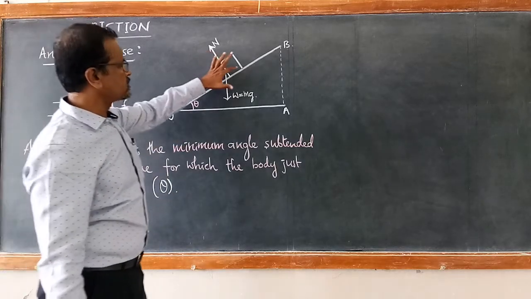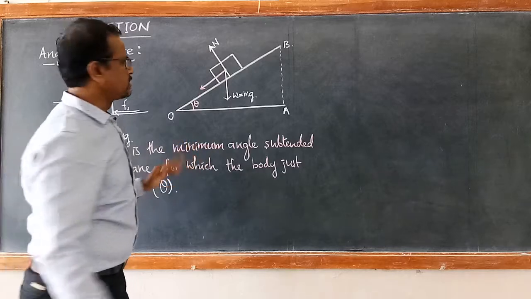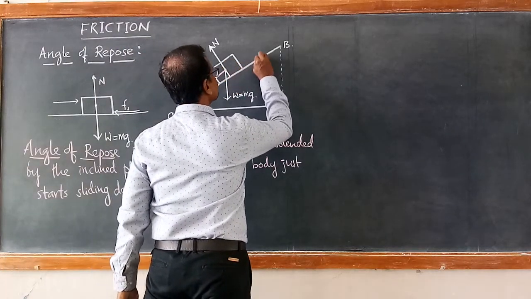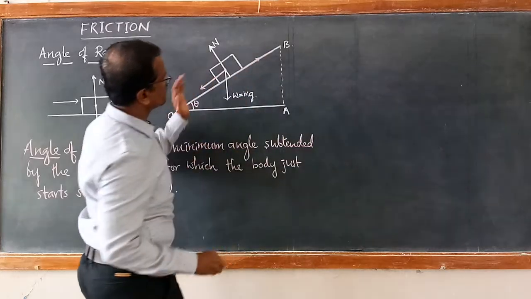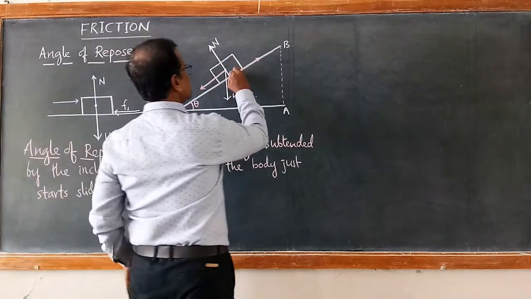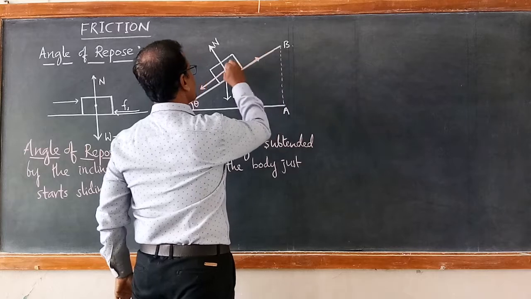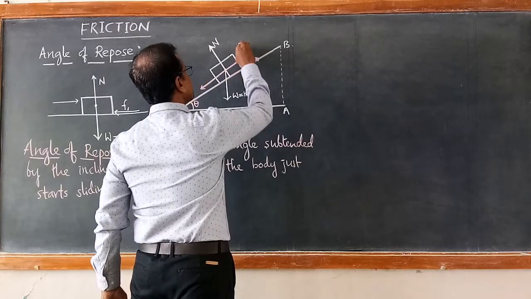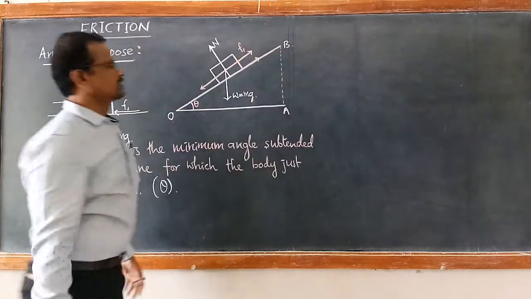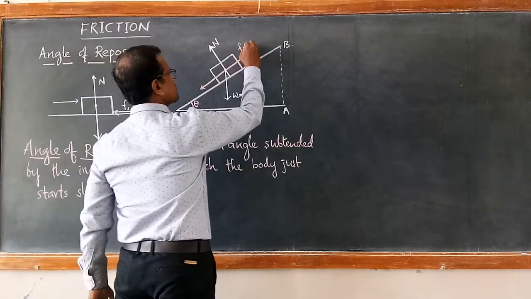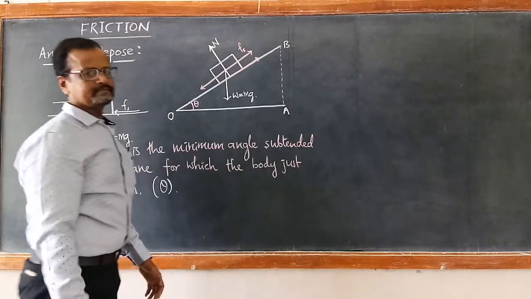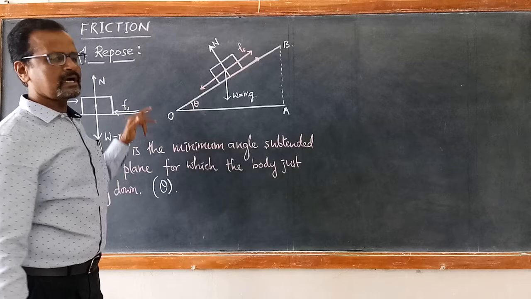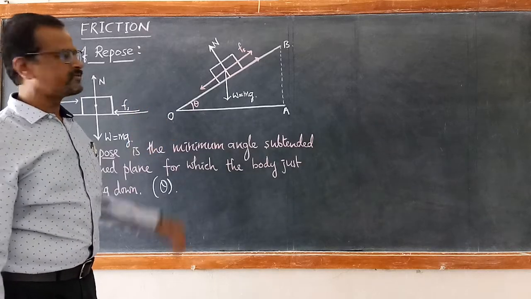Think that it is just still at rest. Then the direction of static friction will be along this surface like this, in the upward direction. So this I am drawing with respect to the center of mass. So this becomes Fs. Still at rest. For an angle just greater than that, the block just starts sliding. That is the angle of repose.